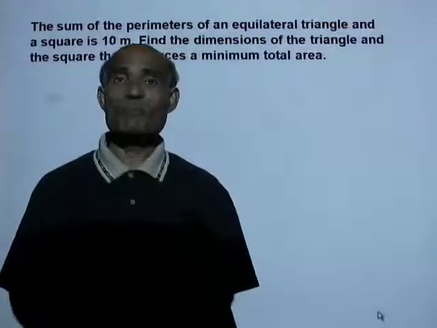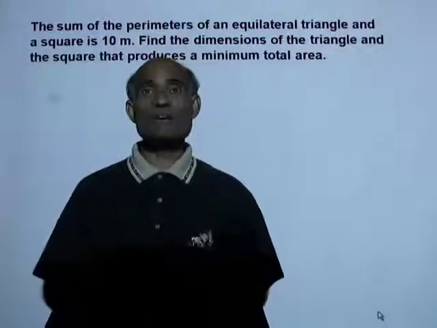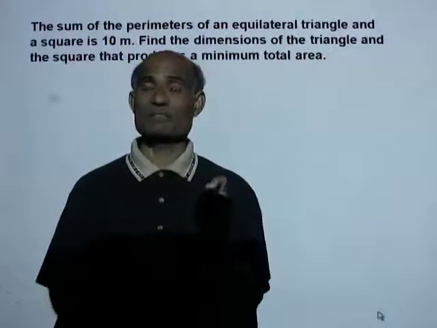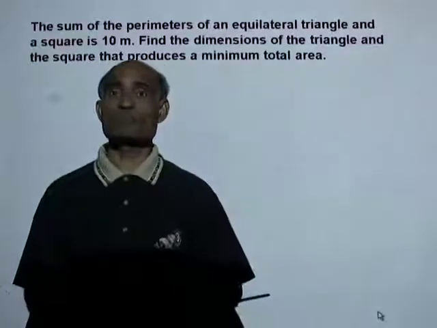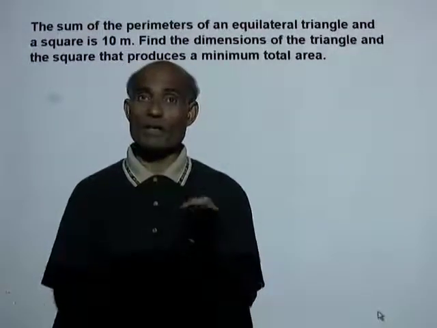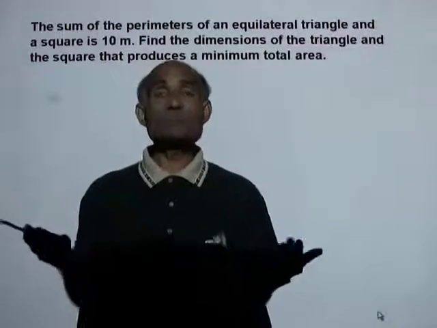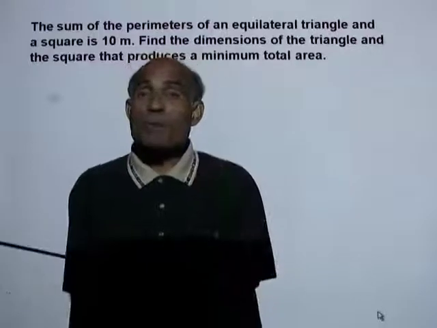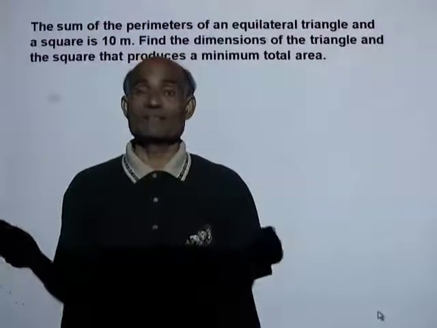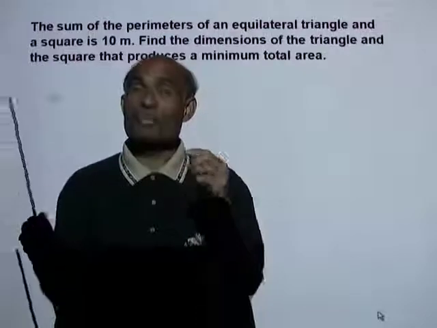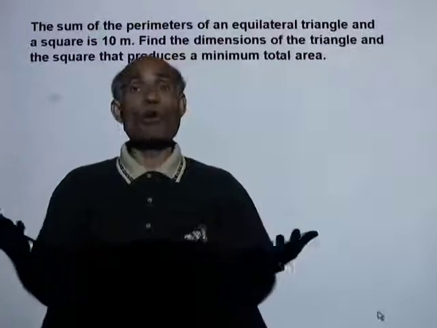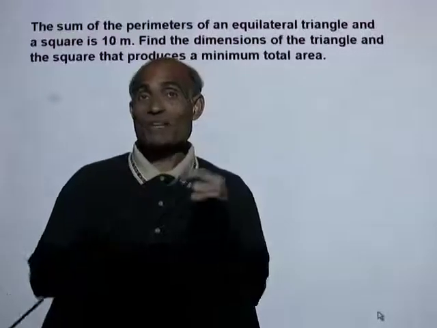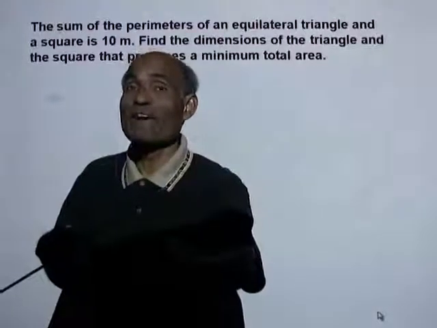The sum of the perimeters of an equilateral triangle and a square is 10 meters. Find the dimensions of the triangle and the square that produce a minimum total area. Now here we need to minimize the total area. That means we need to set up a function for area. Now what are the variables there? The area must be set up as a function of a variable.